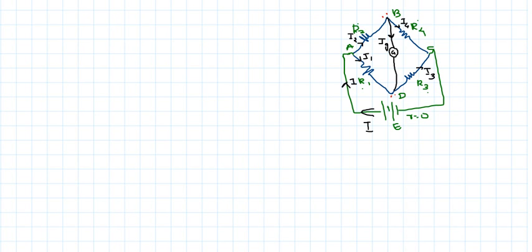Therefore, I told you we have to adjust the resistance value of the unknown resistor in such a way that the galvanometer shows zero deflection. At that time only I can derive this equation. Therefore, I will take here Ig is equal to 0. Okay, with this note, I can start to derive now.